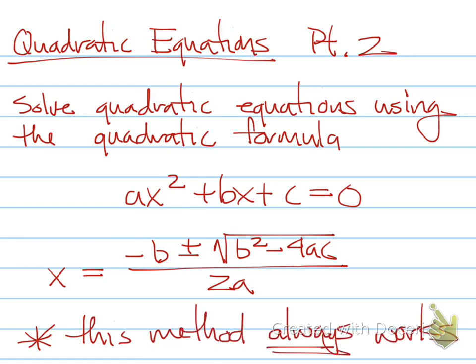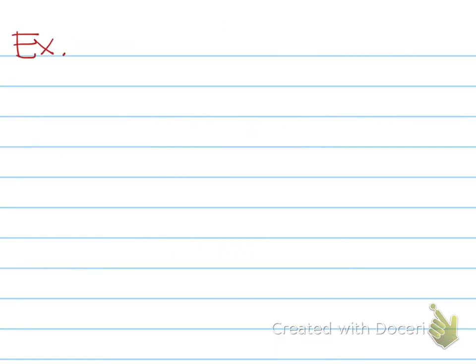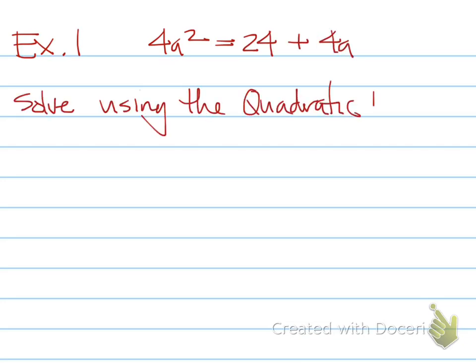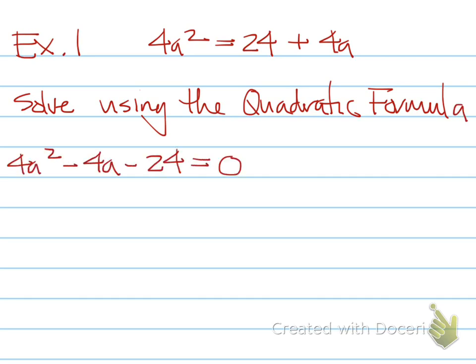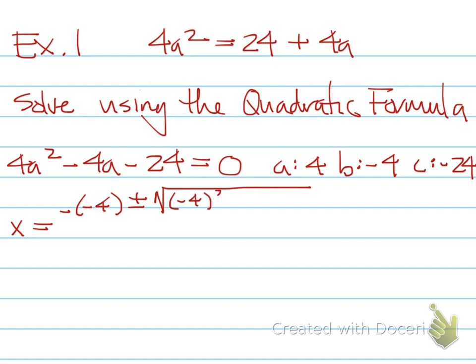This method works 100% of the time in all scenarios. All right, so the first thing we want to do is set the entire quadratic equation equal to 0. So we subtracted 4a and subtracted 24 from both sides. We identify a, b, and c. A is going to be 4. B is negative 4. C is negative 24. And we just plug it into the quadratic formula.